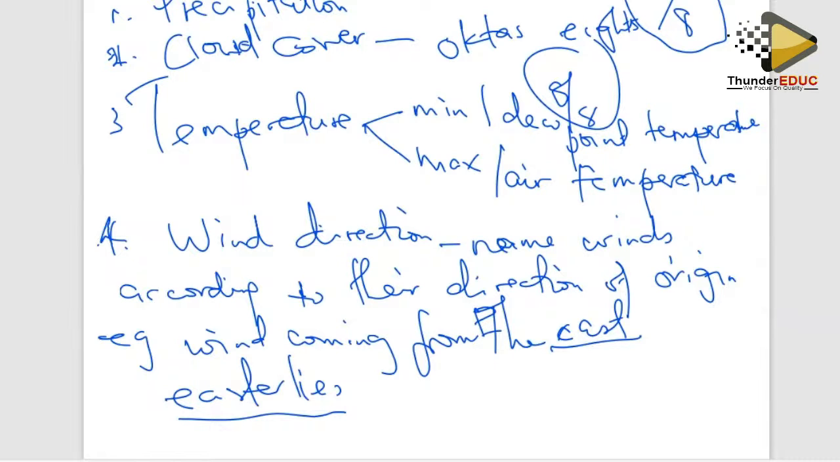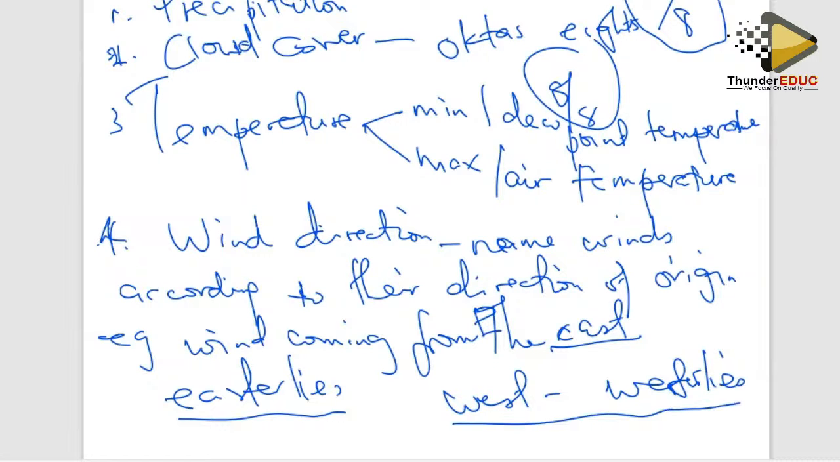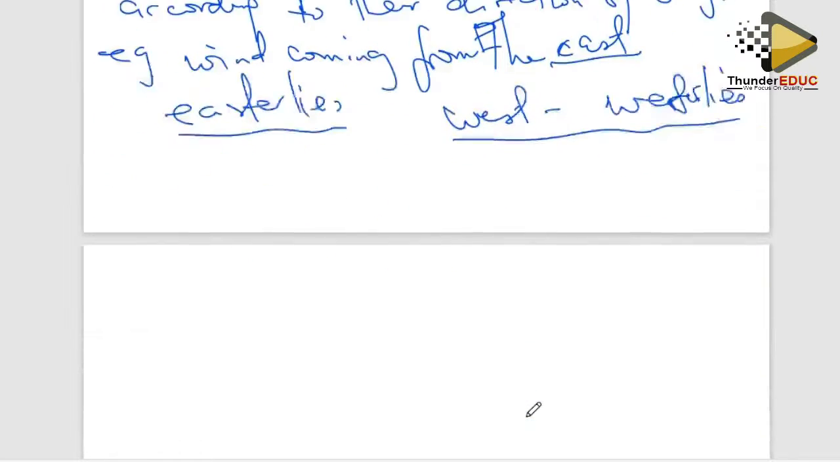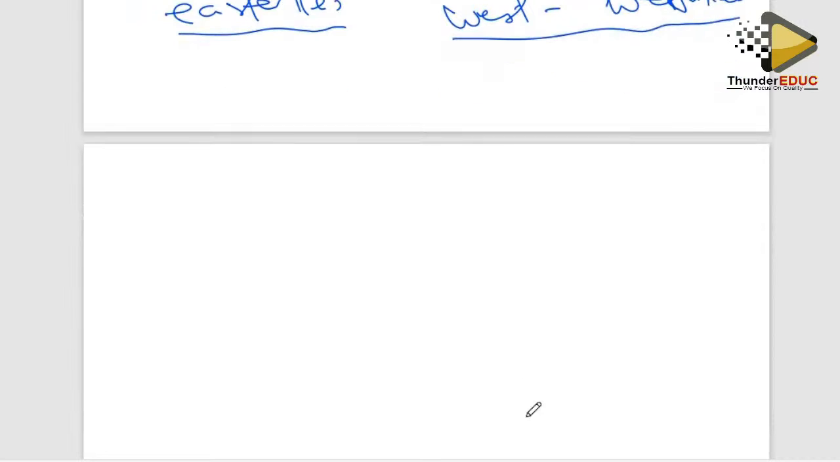That is how we name them. So winds coming from the east are called easterlies, and winds coming from the west we call westerlies. That is how we name our winds geographically. So there is a way of indicating wind direction on the synoptic map. When I'm summarizing the weather elements, I'm going to give some details on how the wind direction is portrayed on the synoptic weather map.